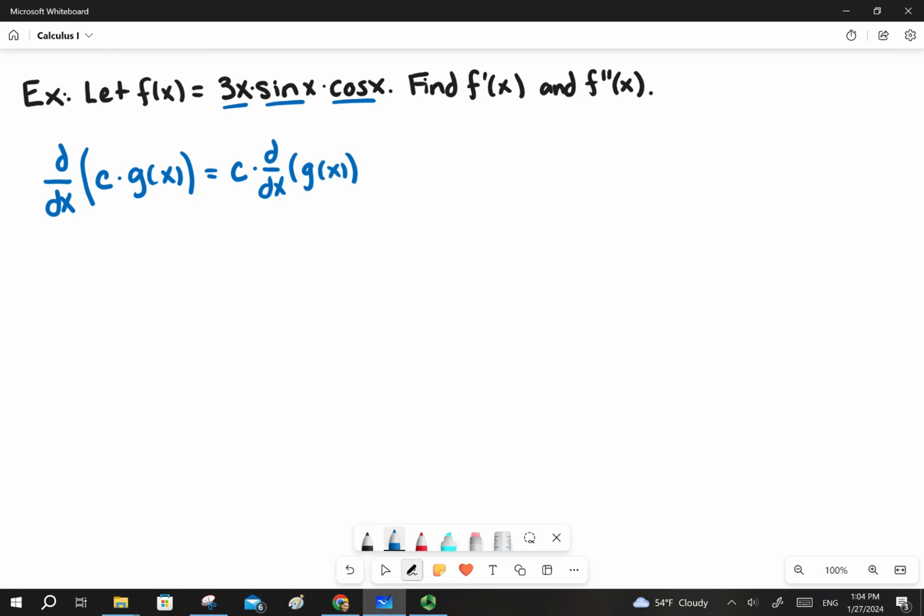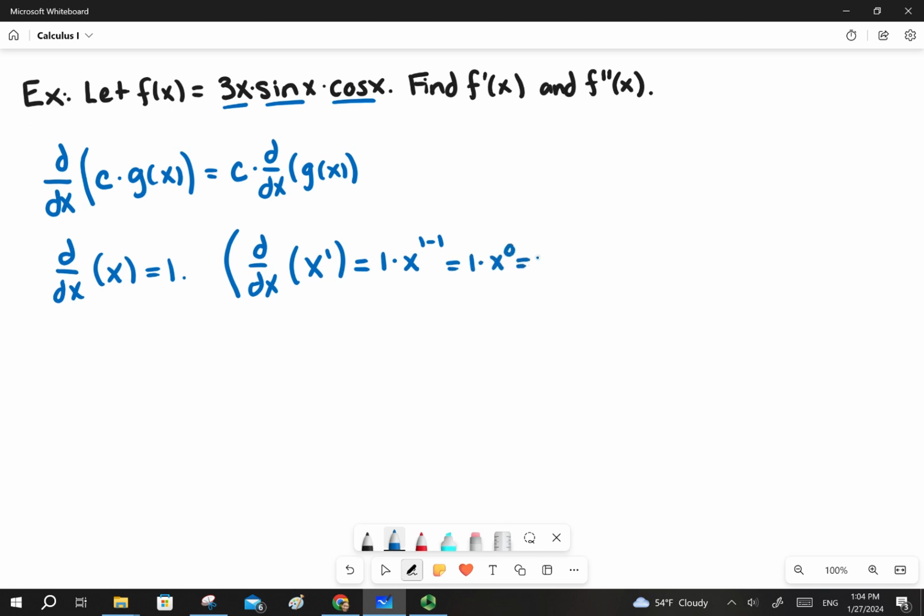And second, we have an x, so we need to know that the derivative of x is 1. If we forget that, we can recover that using the power rule by writing x as x to the 1 and then bringing down the power and subtracting 1 from the original power to get 1 times x to the 0, and x to the 0 is 1.